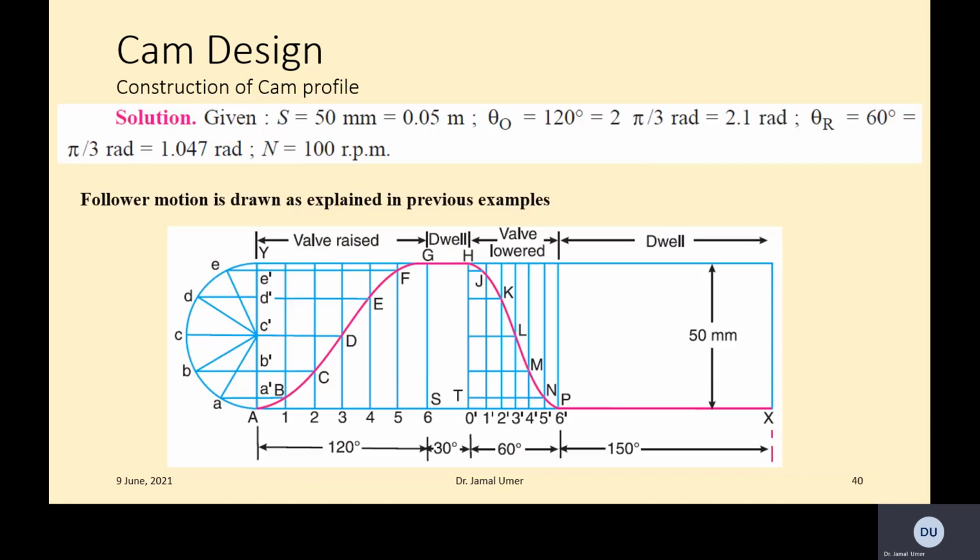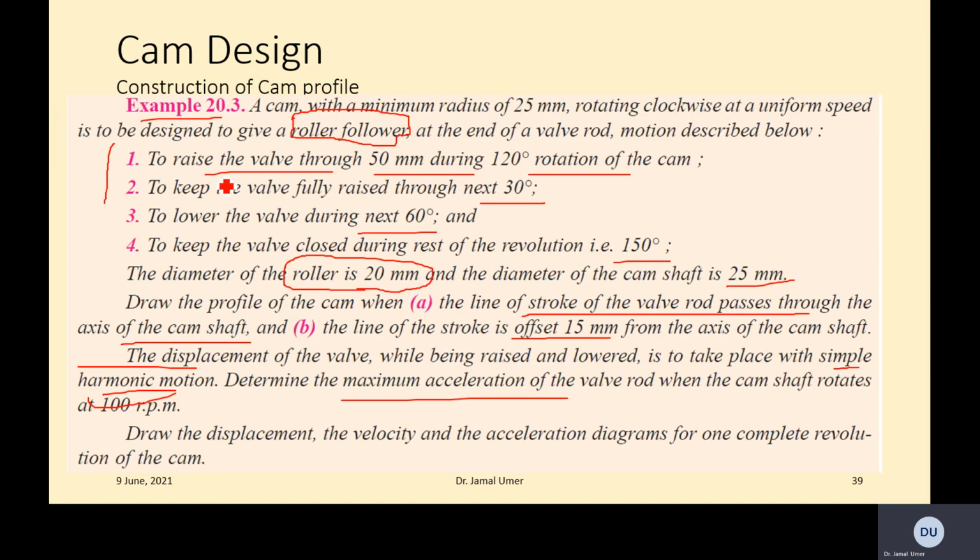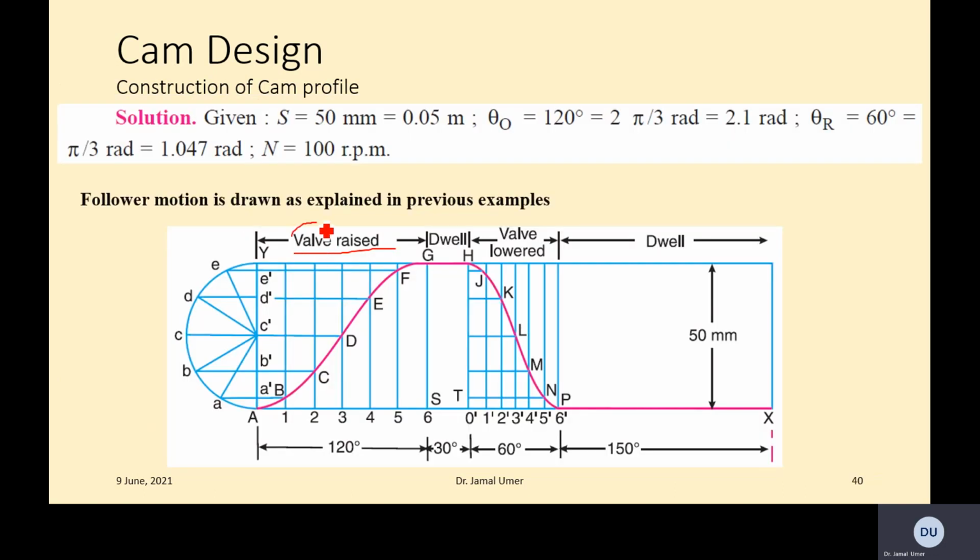All right, so these are the parameters given. The construction of this diagram is exactly the same as we have done. Instead of writing outward stroke, we are writing valve raised, because it's been asked like that. But it's up to you, it has the same meaning.